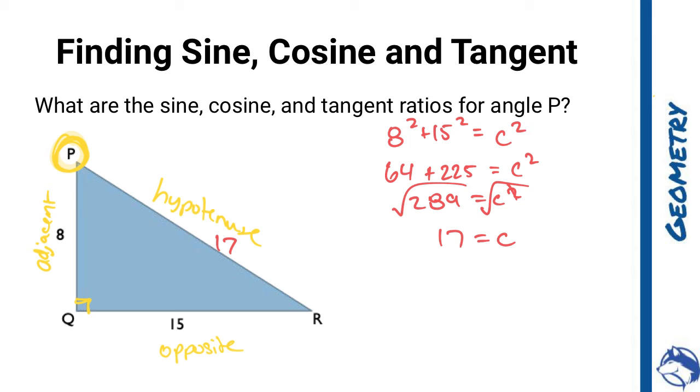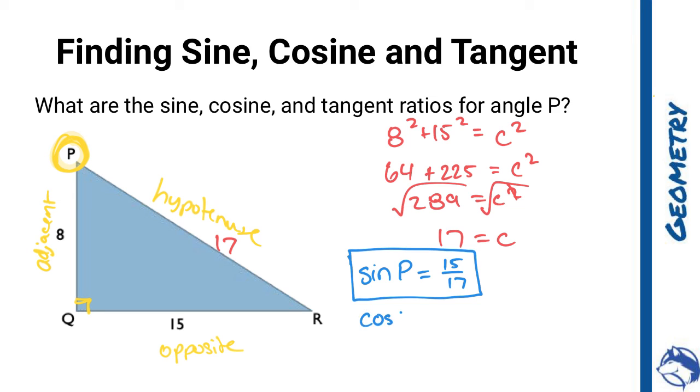So now they're asking us for the trig ratios here. What's the sine, cosine, and the tangent? So the sine of angle P has to be equal to my opposite over my hypotenuse. So it's going to be 15 over 17.